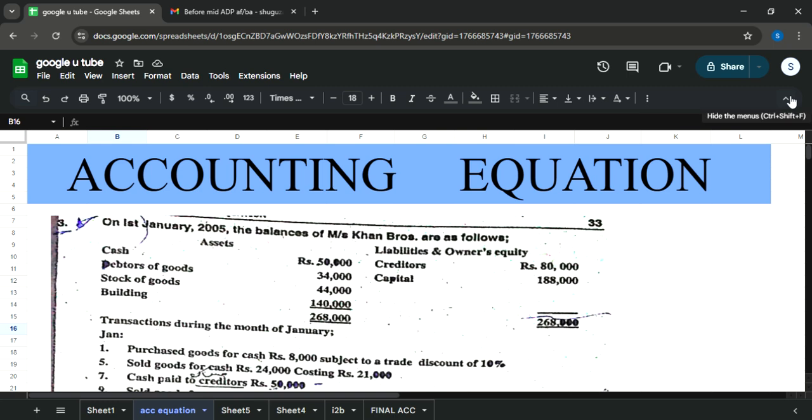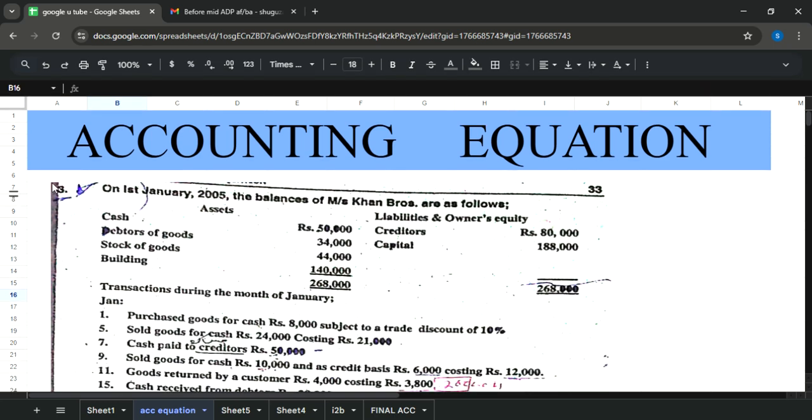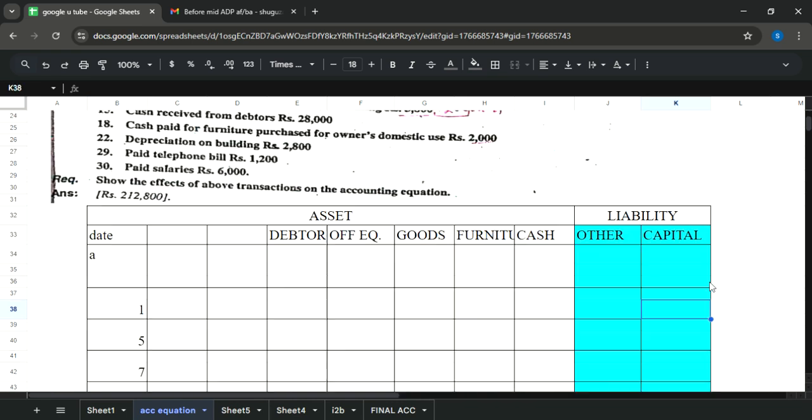Today's target is to understand question number 3. The chapter which we are related with is accounting equation. As usual, we are provided some of the entries over here and the proforma is already prepared. We are going to put these entries into this proforma.